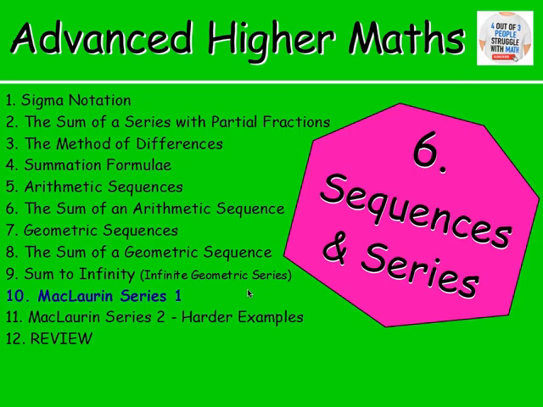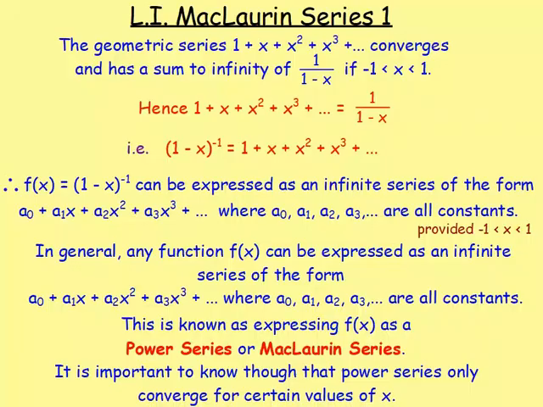After we looked at sum to infinity, we went on to look at the last part of sequences and series, which was the Maclaurin series. What is that all about? Well, it uses that knowledge of sum to infinity. Here, in the geometric series 1 plus x plus x squared, you can see that you're multiplying by x each time. Because you're multiplying by x each time, that is your common ratio. Meaning if you sub that into the formula for the sum to infinity, you would end up with a sum to infinity of 1 over 1 take away x.